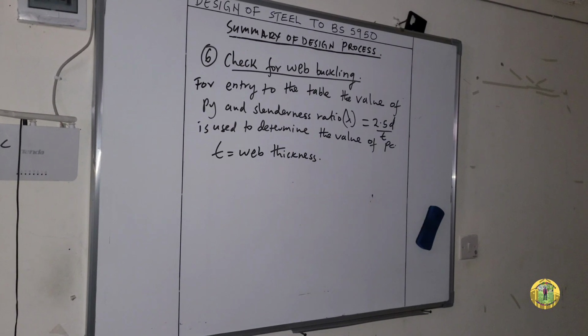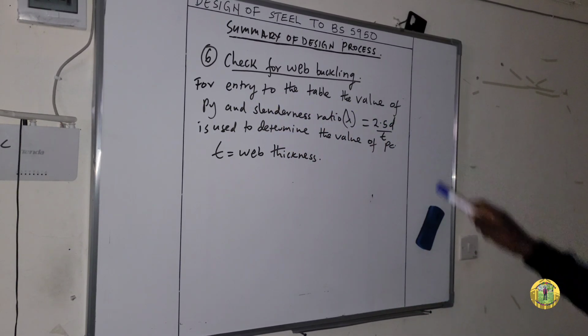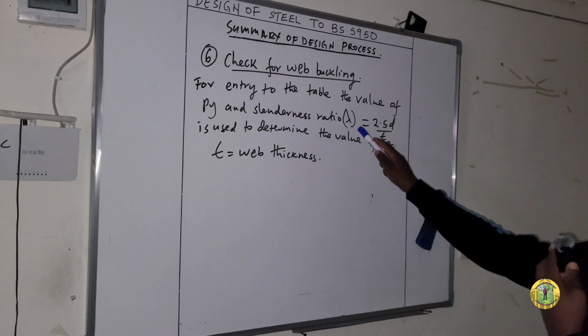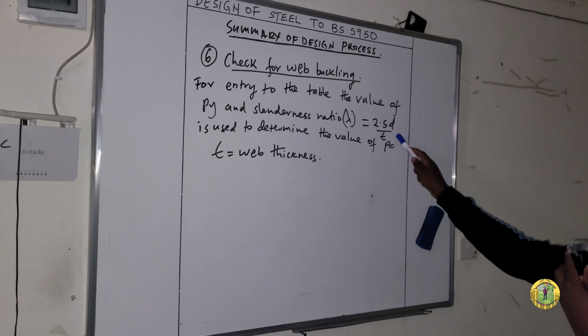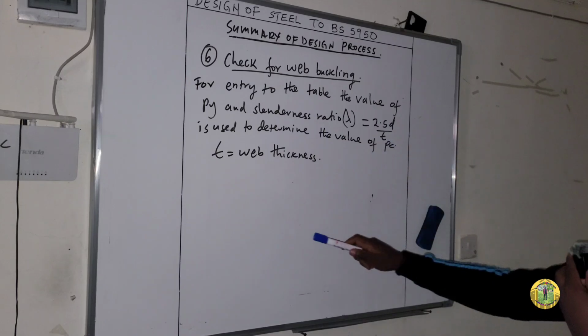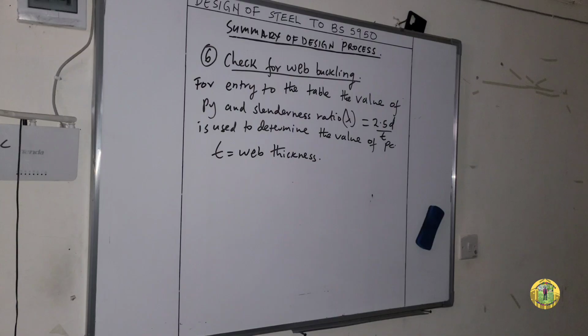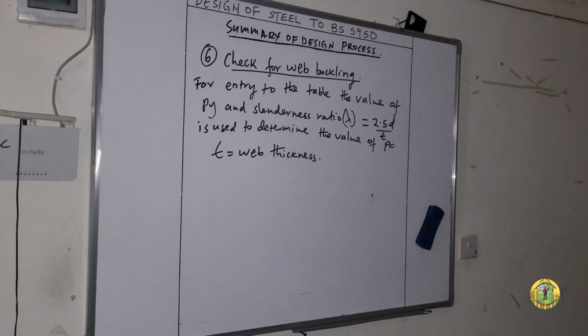Now to conclude the check for web buckling: for entry to the table, use the value of Py and the slenderness ratio. The slenderness ratio, given by 2.5 d over t, is used to determine the value of Pc, whereby t is the web thickness. So that is the end of the check for web buckling. Now we proceed to the last one, which is web bearing.